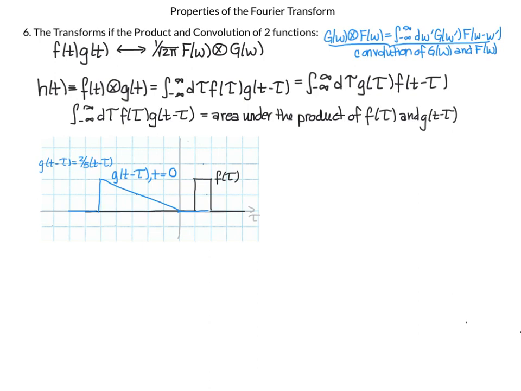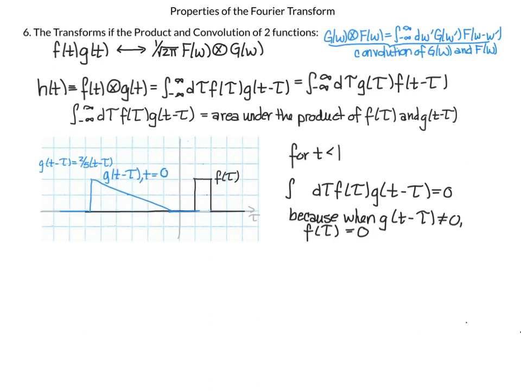So as I was saying, here is our t equals 0, but for our h of t, we need to consider all the different values of t. So what that's going to do is move this triangle wave over from negative infinity to infinity. And we're going to be looking at, as it moves across, what the area under the product of f of t and g of t minus tau becomes.